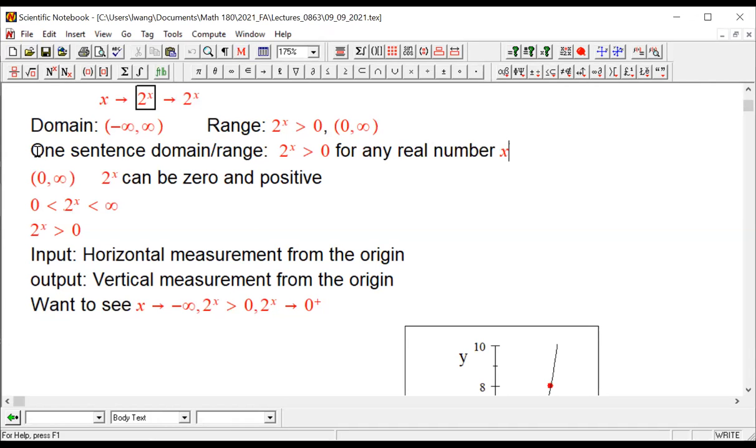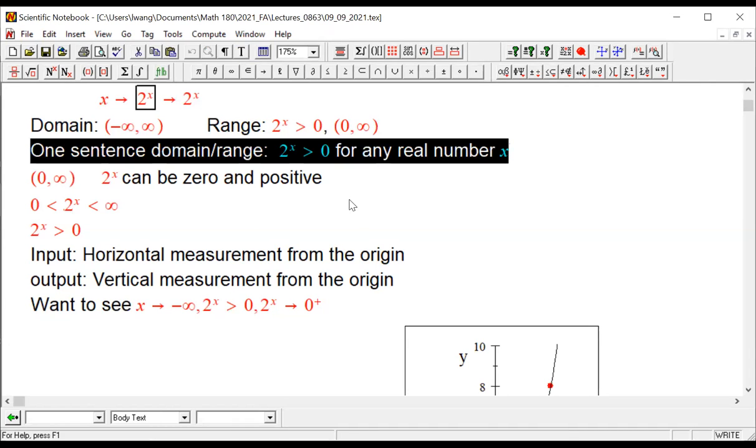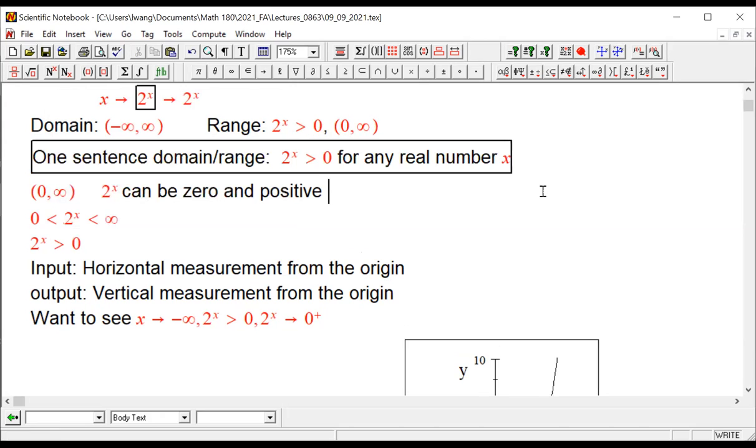You see how this sentence has been written down? The domain is any real number. The range is always positive. If I put them together, I get this sentence. So please write it down. Very, very useful statement. Okay. So far, so good?